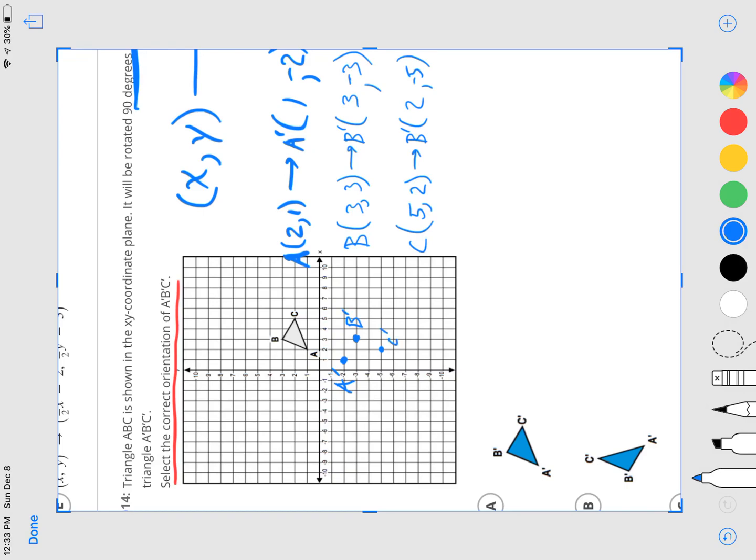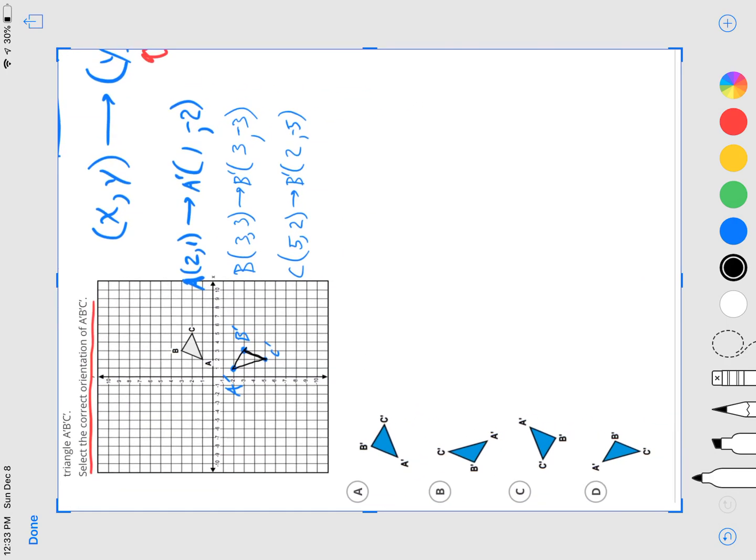And if we connect the dots, we get this. Okay, so the question is, which option has that triangle? And it looks like it's D down here. Okay. Done. Delete.